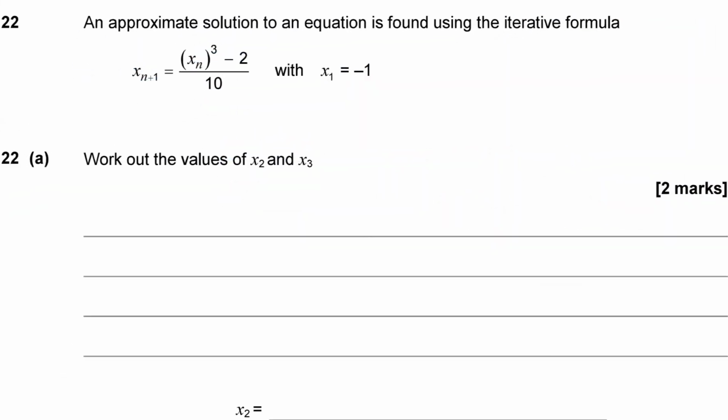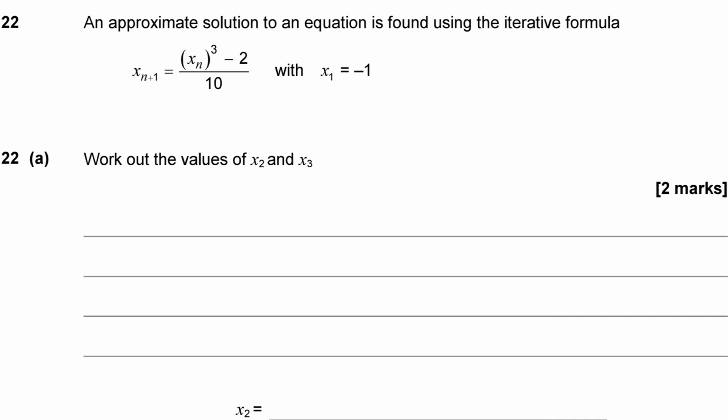Question 22. An approximate solution to an equation is found using the iterative formula x(n+1) is equal to (xn cubed minus 2) all divided by 10, where x1 is equal to minus 1. Part A says work out the values of x2 and x3.